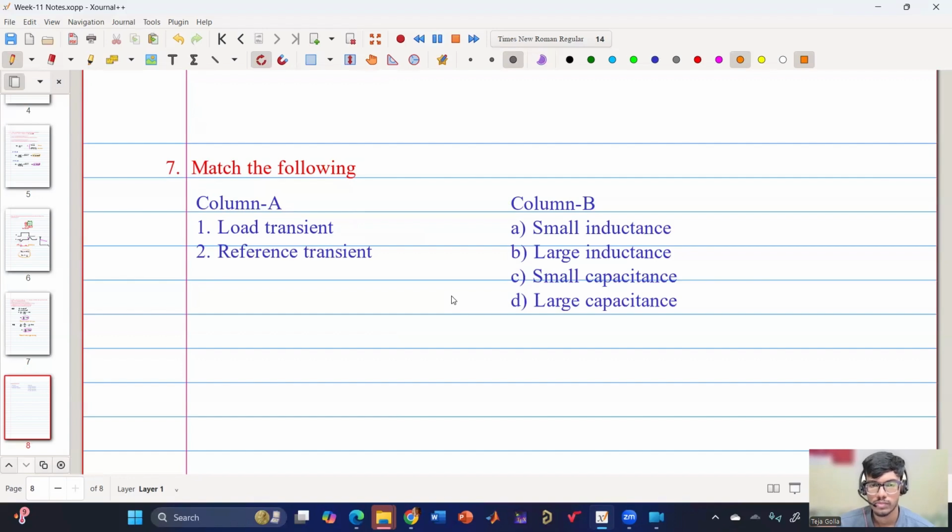Please explain, sir. The question is about this: if you want better load transient performance, it means I want minimal undershoot as well as minimal settling time. Similarly, for reference transient, I want very little settling time, and the peak should be smaller. That's the best requirement, right? So now, what leads to that better performance?